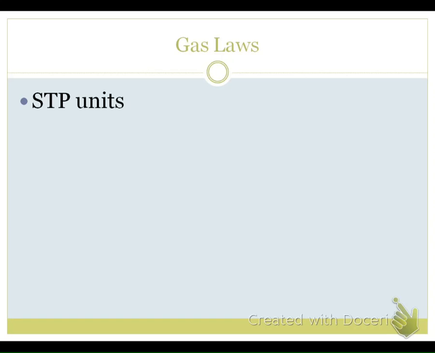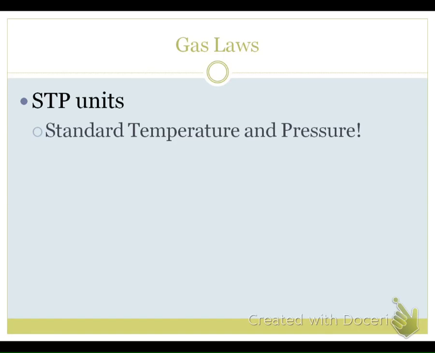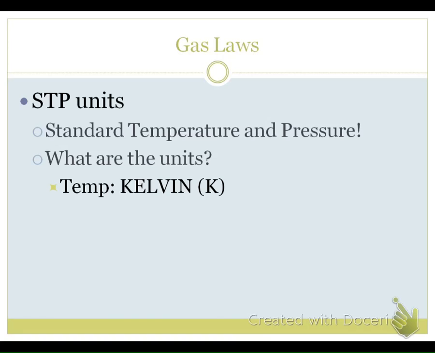So standard temperature and pressure is a condition. It means that if we're at STP, we have a certain temperature and a certain pressure. But when we use standard temperature and pressure, we have to have correct units. So we're going to look at the units for temperature and pressure. Our temperature unit needs to be in kelvins.